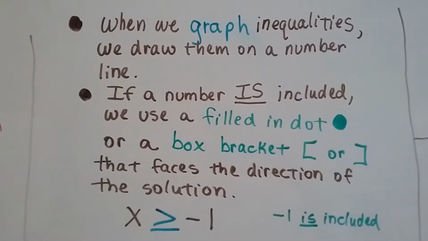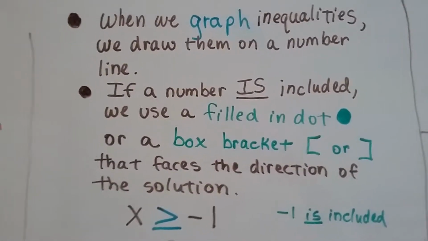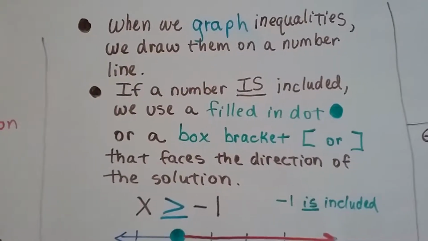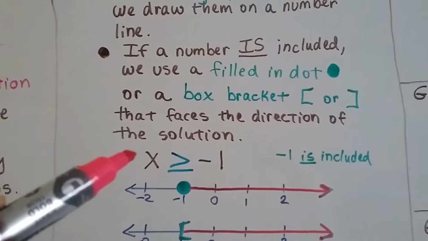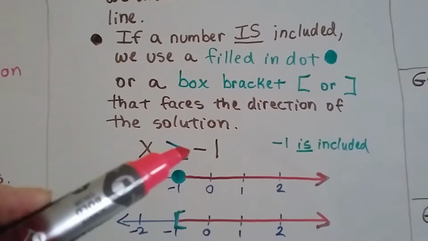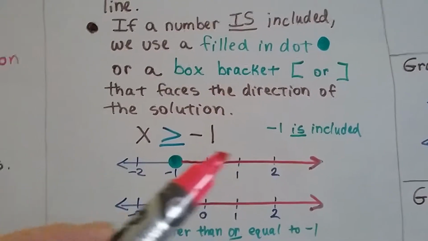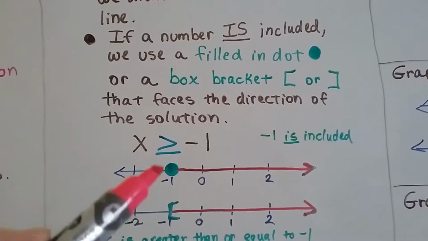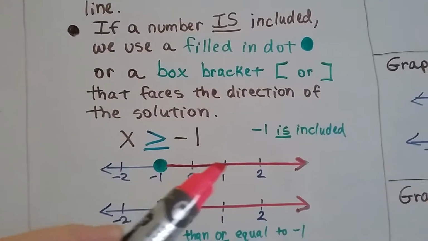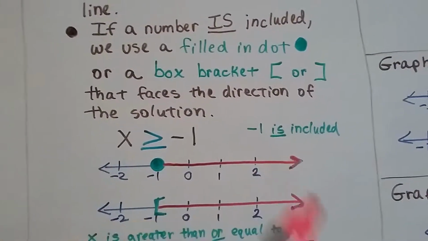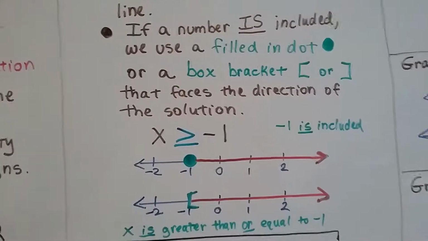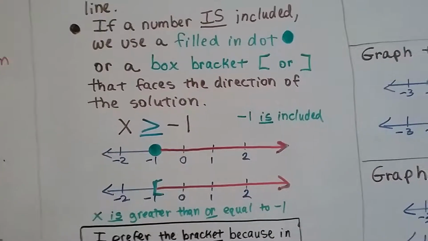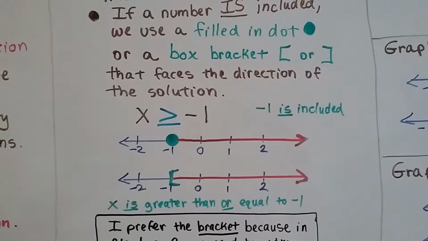If a number is included, we use a filled-in dot or a box bracket, like this or this, that faces the direction of the solution. So if we're given the inequality x is greater than or equal to negative 1, that means the negative 1 is included because it's or equal to. So we put a filled-in dot on the negative 1, and it's greater than, so we head towards the greater numbers, and we draw our line and our arrow going that way, see? If we're going to use the box bracket, we would put the box bracket facing the direction of the solutions, going that way, see? x is greater than or equal to negative 1.